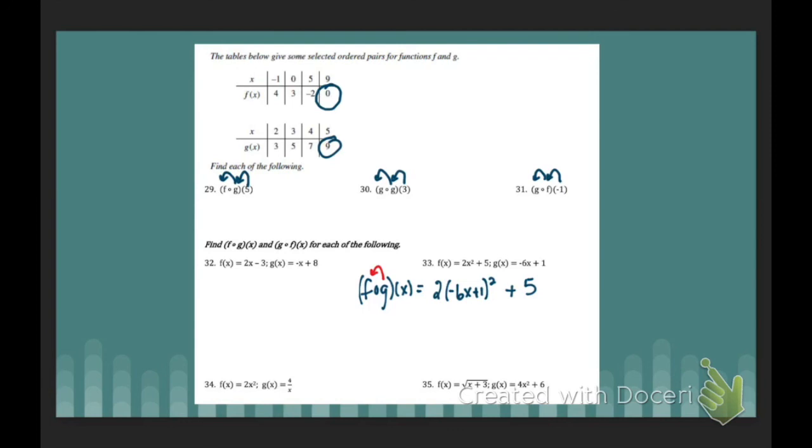For 32, 33, 34, 35, we are finding f composed with g and g composed with f. That's not multiplication. Make sure you notice that it's an open circle, so don't be multiplying these. I've set up number 33 for you. We're going to take function g and we're going to plug it in to function f. Make sure that we are using box method or FOIL right here. Anytime we have a binomial squared, that's what we need to do.